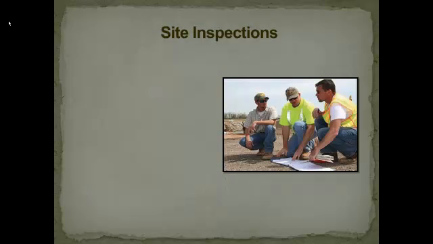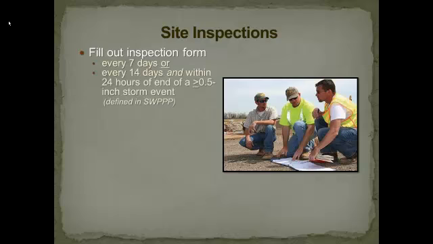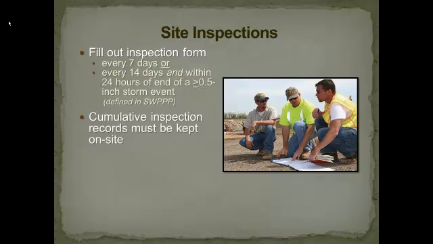Arkansas's construction stormwater permit requires that inspections be conducted every 7 days or every 14 days and within 24 hours of the end of every half-inch or greater rainfall event. The inspection frequency should be listed in the SWPPP, and all completed inspection forms must be kept on site.